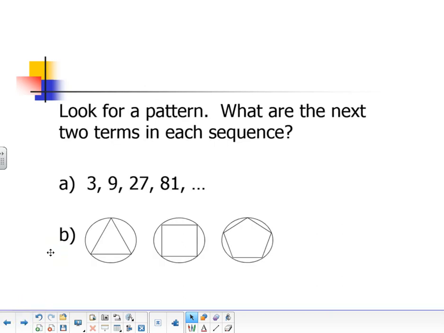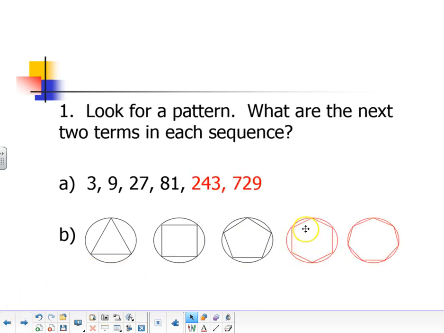So, as we look at these, look at a pattern. What are the next two terms in each sequence? So as you look at this first one, you might notice, well, these are being multiplied by 3. And then what's happening here in B is we've got a 3-sided figure, a 4-sided figure, a 1, 2, 3, 4, 5-sided figure. So it would make sense that in the next one, we'd have a 6-sided figure, and then a 7-sided figure, and then back up here in A, multiplying by 3. So those are the pattern, and then we make a generalization that goes based off of that.